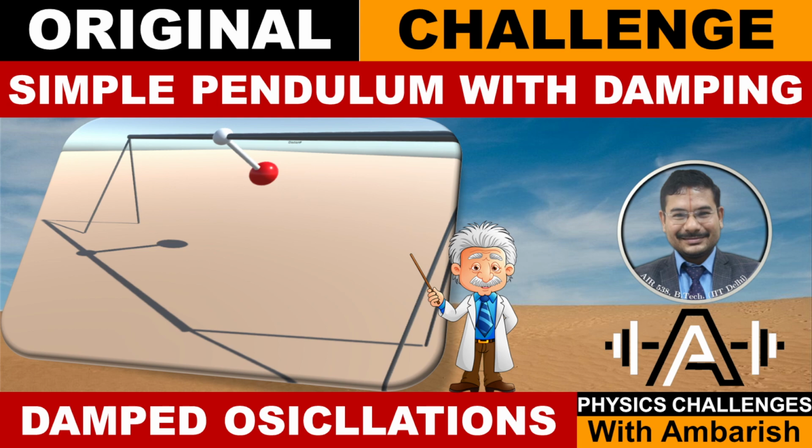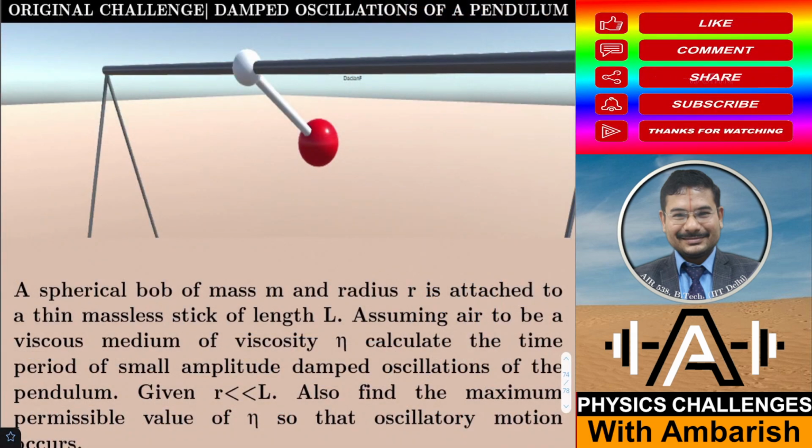The idea can be extended to a lot more complicated problems, but for illustration purposes I have tried to keep things simple. So without much ado, let me straight away get into the problem. Here's the problem. A spherical bob of mass m and radius r is attached to a thin massless stick of length capital L. So this has got length capital L, and this is a bob of mass small m, and this has got a radius r.